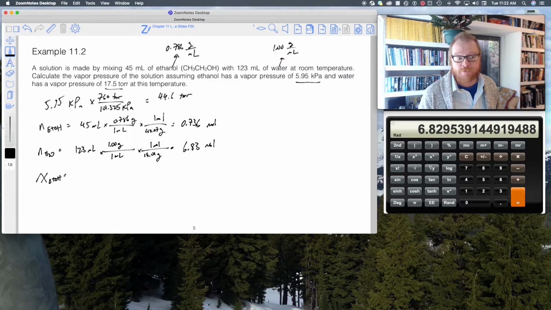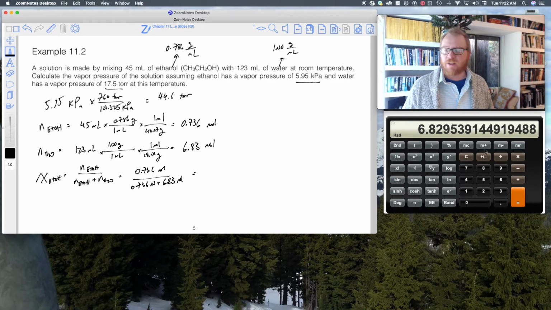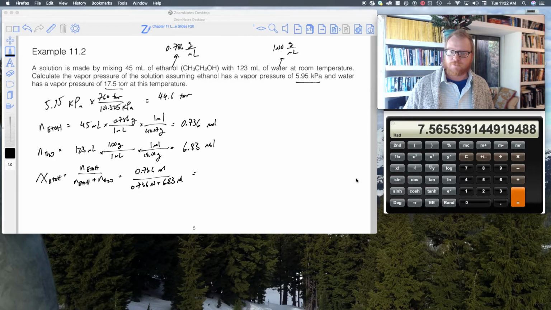And so now I can say my mole fraction of ethanol is going to be the number of moles of ethanol divided by the number of moles of water plus the number of moles of ethanol. So I'll write that out: n ETOH divided by n ETOH plus n H2O. And so that's going to be 0.736 mole divided by 0.736 mole plus 6.83 mole. Okay? So I'm going to leave this number in the calculator and say plus 0.736. I'm going to do this handy 1 over x trick and then say times 0.736 equals.